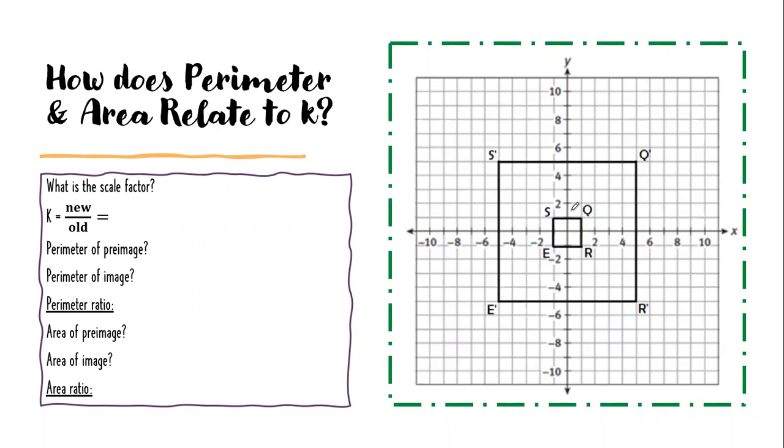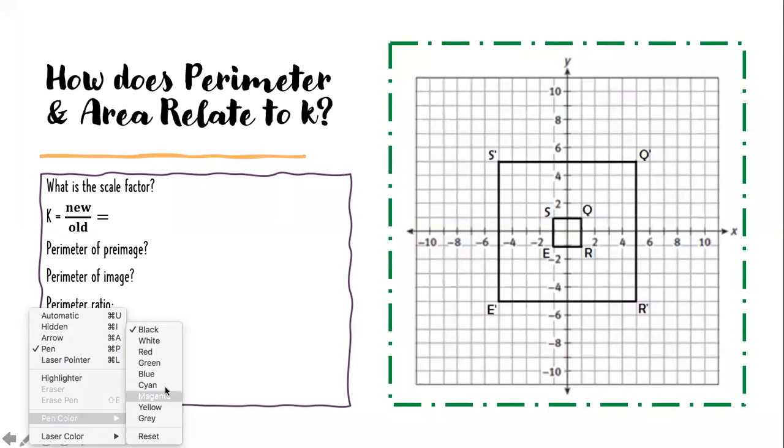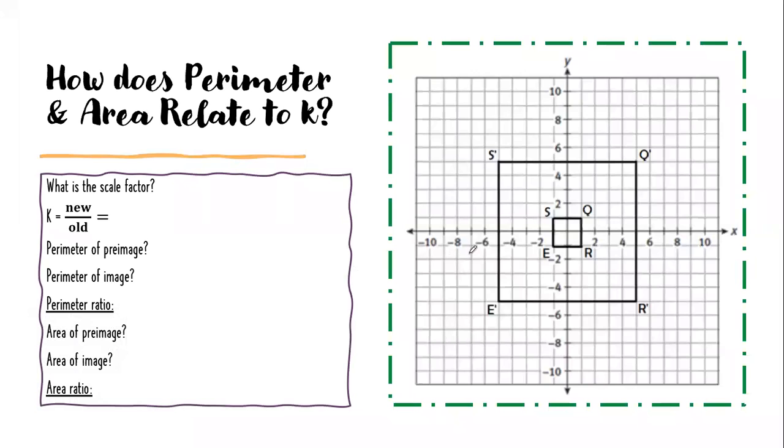First thing we need to do is find the scale factor of this figure. So is the small square or the big square the pre-image? Yes. Since the big one has the prime notation, the big one is the image, and the small one is the pre-image.